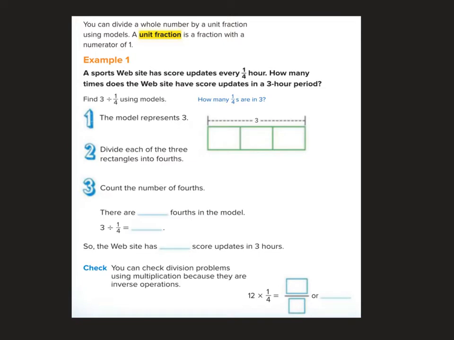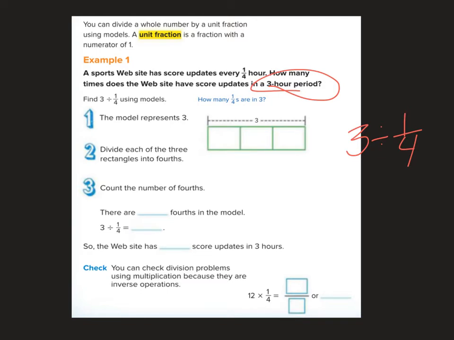Example 1. A sports website has score updates every quarter hour, 1/4 hour. How many times does the website have score updates in a 3-hour period? So we're going to take 3 and divide it by 1/4.